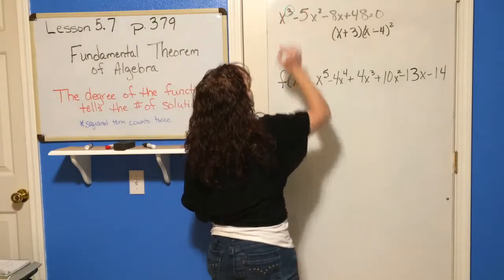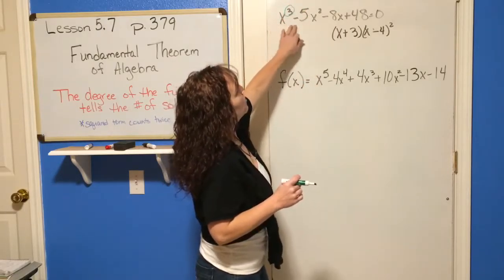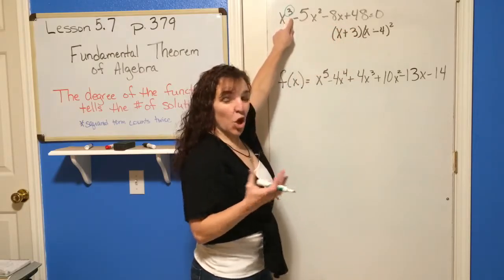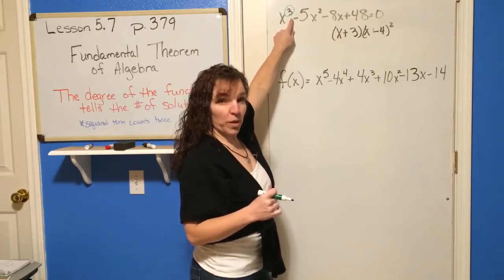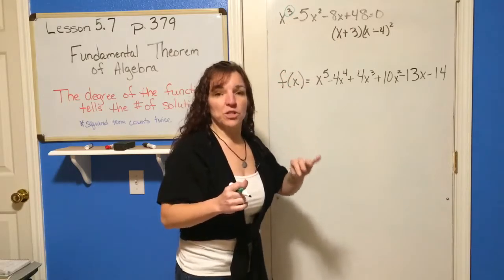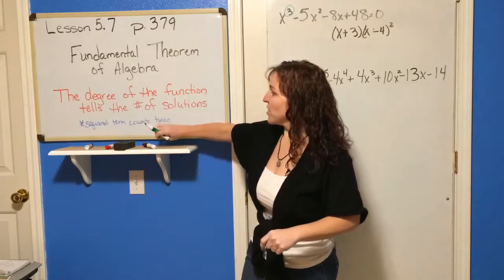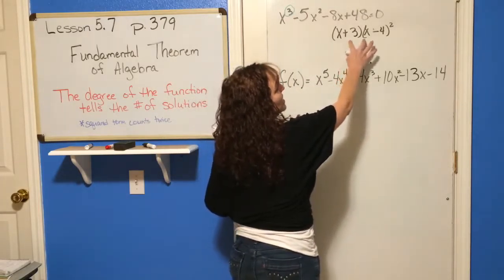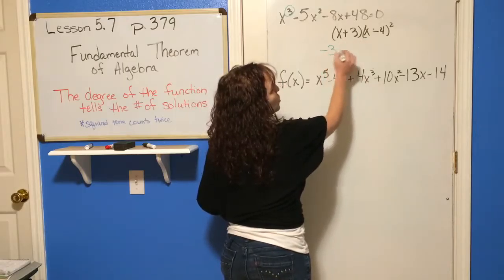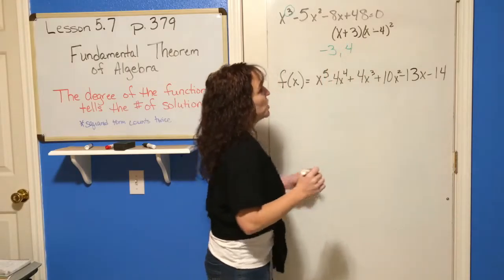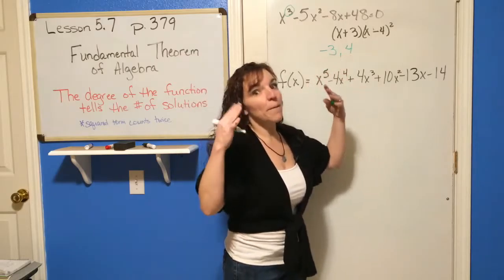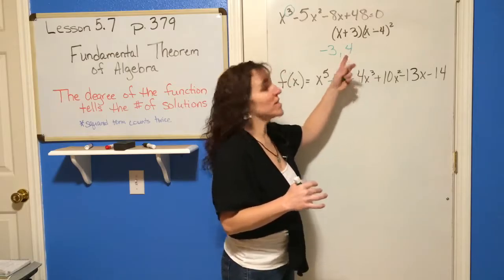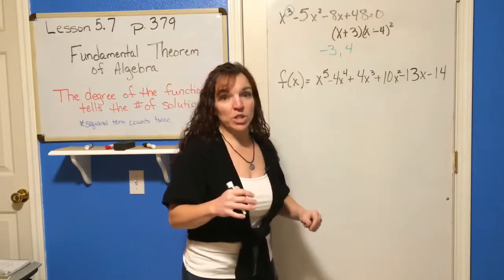So in this function, x cubed minus 5x squared minus 8x plus 48 equals 0, the largest exponent is a 3, so that tells me I need 3 solutions. Now, what you need to know is if there's a squared term, that solution counts twice. In this case, we have a -3 as a solution, and we have a 4 as a solution. So we just have 2 solutions, but because this x minus 4 is squared, this one counts twice. So we do, in fact, have 3 solutions.